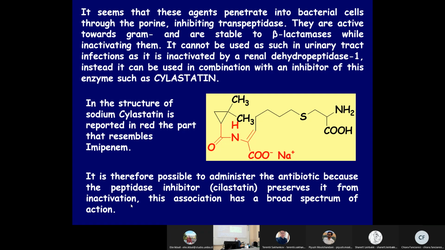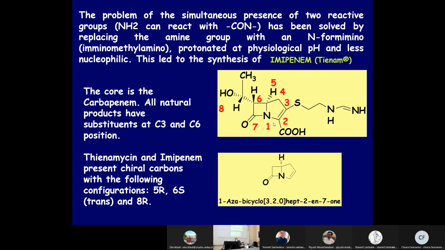But why do these proteases at the renal level only attack imipenem, but they don't attack the main one, the tyrosine? Because I think they also have an amino group, no? So what's the difference? I think that this type of enzymes has a very small active site.